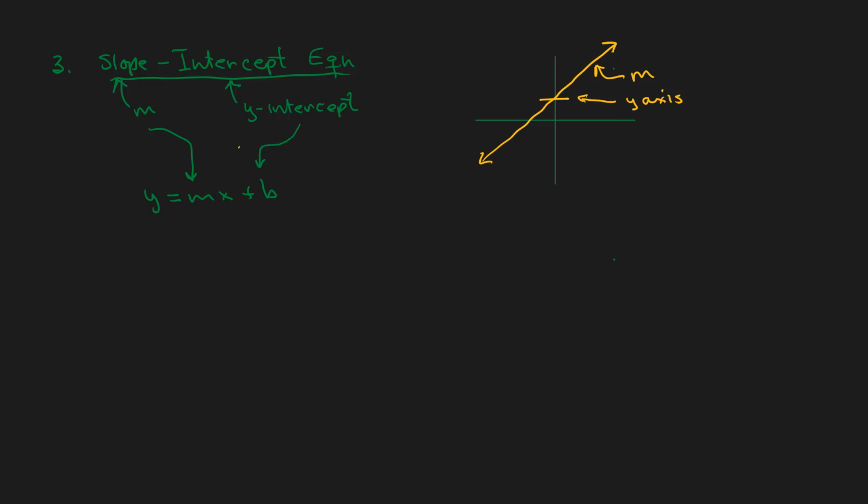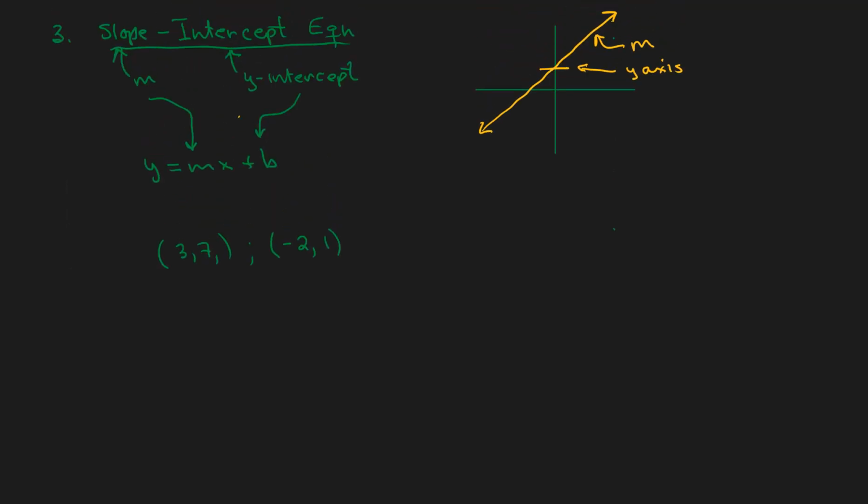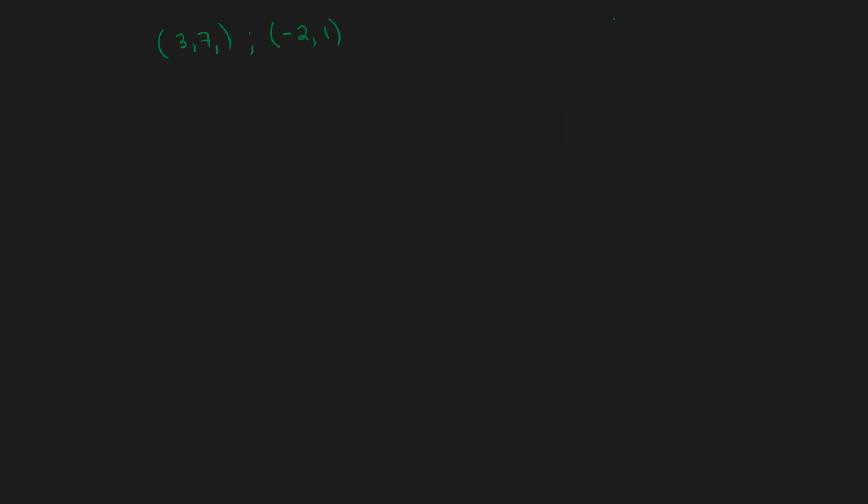To compute an equation in the form of a slope-intercept equation, let's start with 2 points. Let's say we have something like the point 3,7 and the point -2, 1. If we just follow through on the name of the equation, the first thing we need is the slope. So the first step in computing this is to compute the slope.